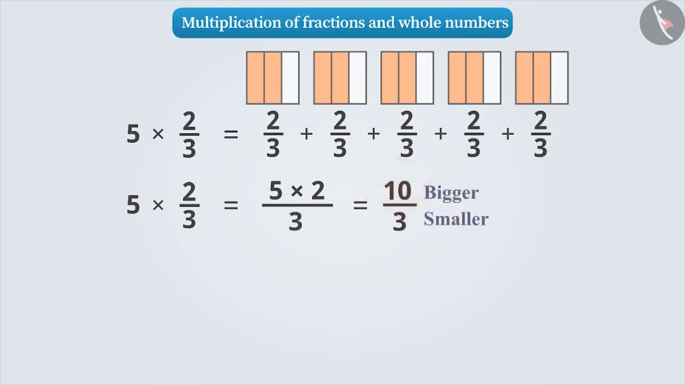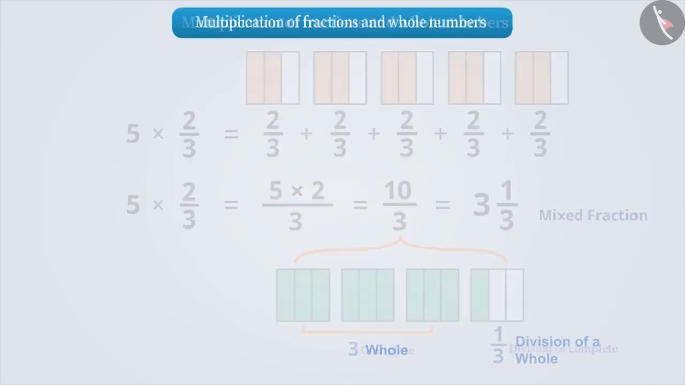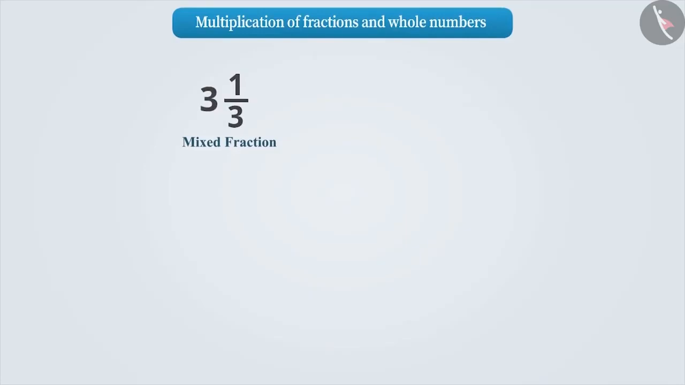Here, the numerator 10 is greater than the denominator 3. Such a fraction is called an improper fraction. In 10/3, 3 is a whole number and 1/3 is part of a whole number. So, we can express 10/3 as 3 and 1/3. A fraction that is expressed as a combination of a whole number and a proper fraction is called a mixed fraction. If we have to multiply a mixed fraction by a whole number, how will we do it?